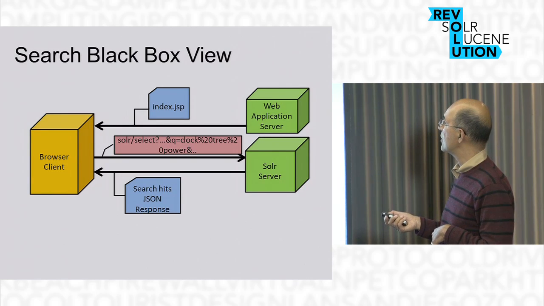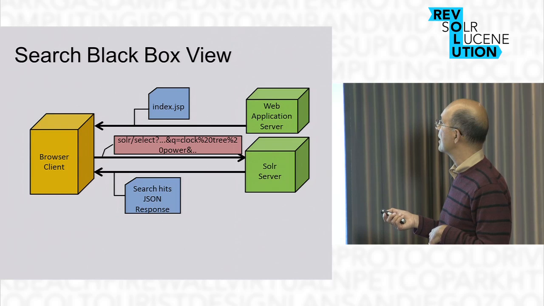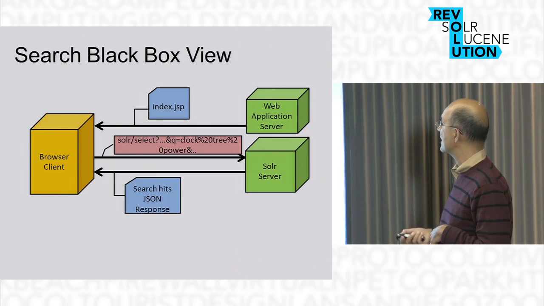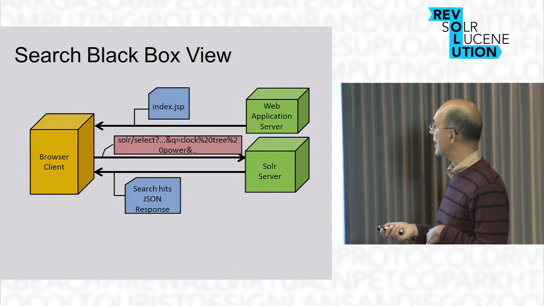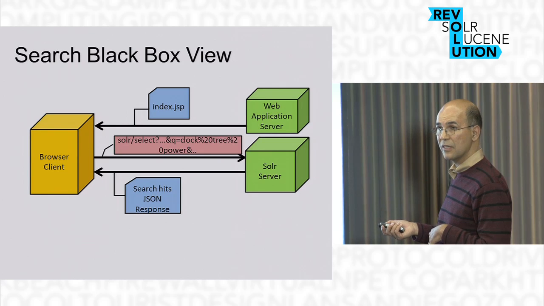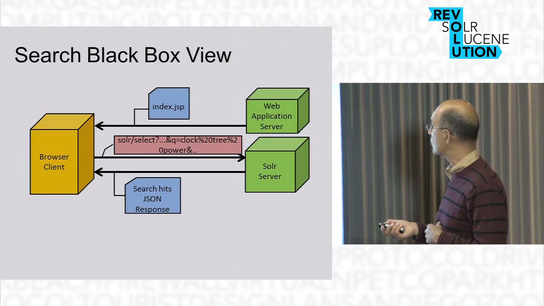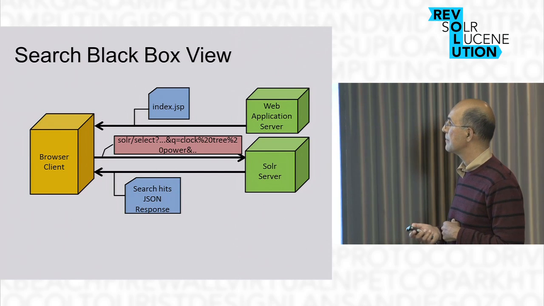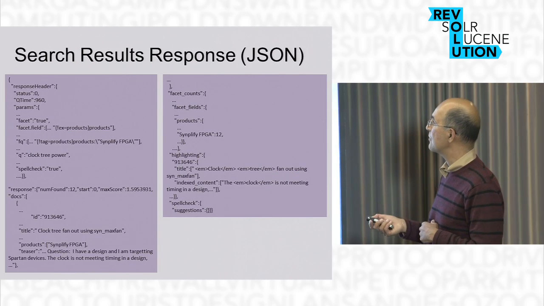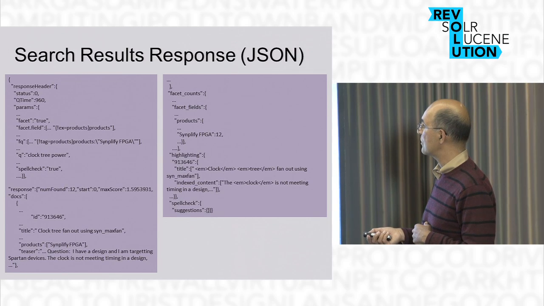And here you see Solr select, and the query value is set to the clock tree power and gets executed by the Solr server. The response comes back in the form of JSON. That's standard Solr protocol, and gets displayed on the browser. This is the example of the JSON return result.